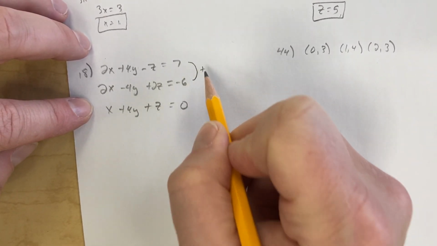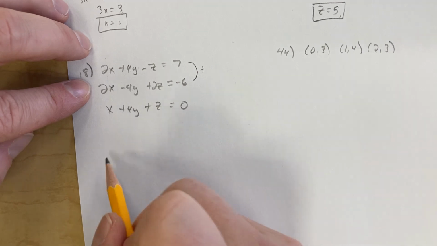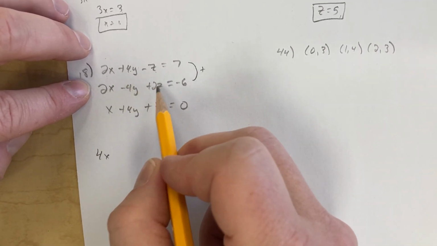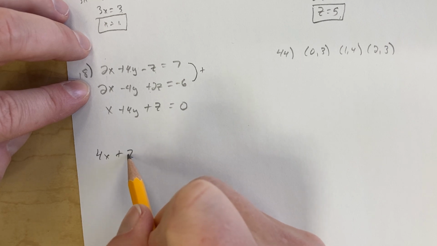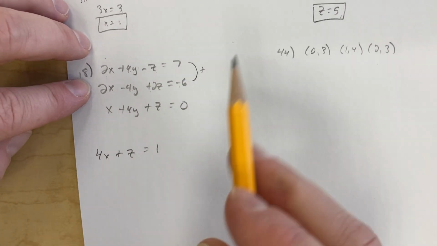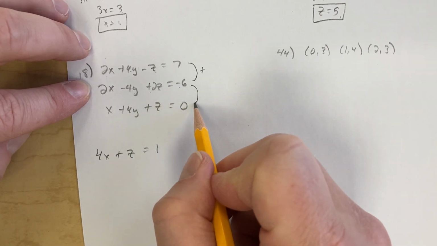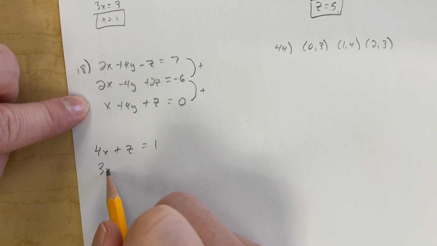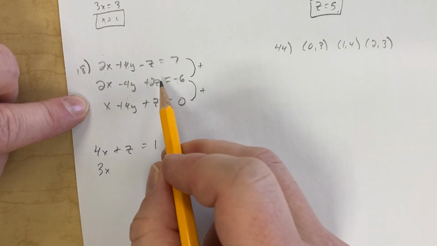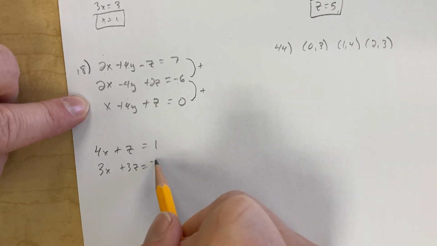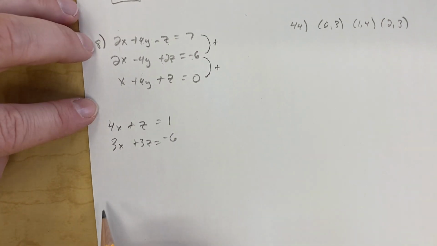First, we're going to add these equations together. We'll get 4x, y's will cancel. Negative z plus 2z is 1z. And 7 plus negative 6 is 1. All right, so we add those together, that happens. And then we're going to add these together. So 2x plus 1x is 3x. These y's cancel. 2z plus z is 3z equals negative 6. All right, so we get to here.